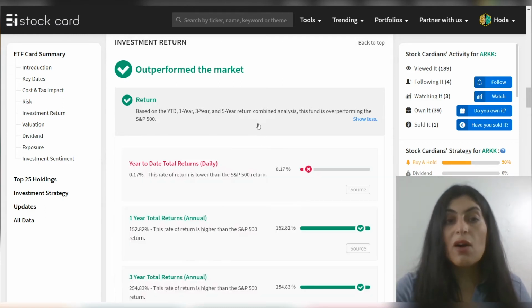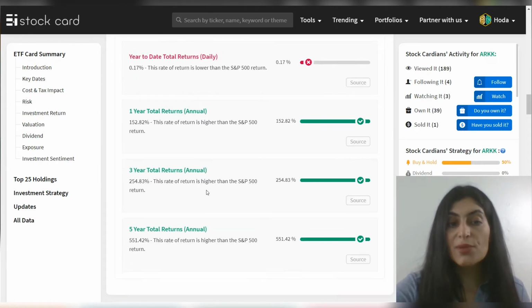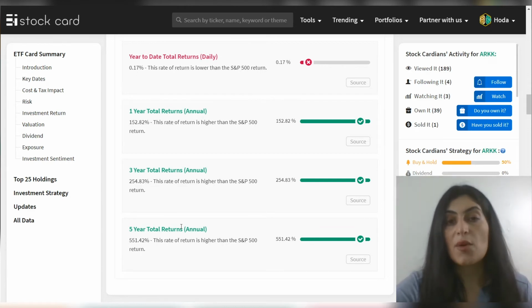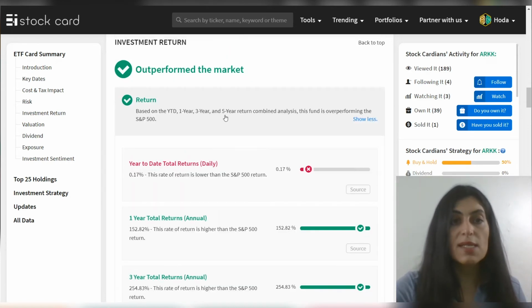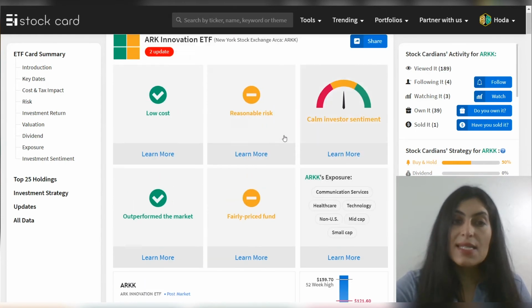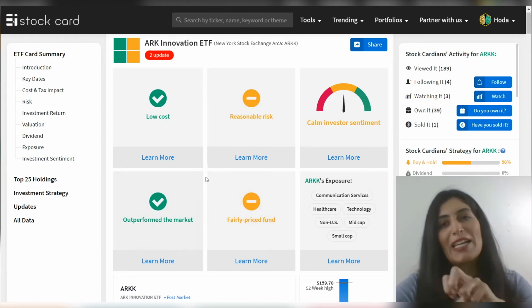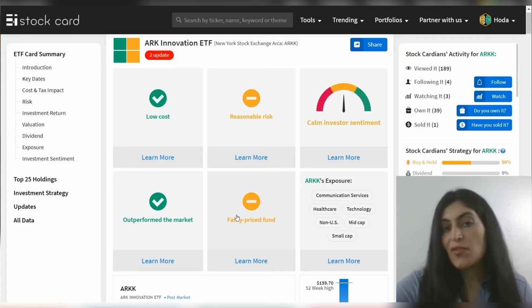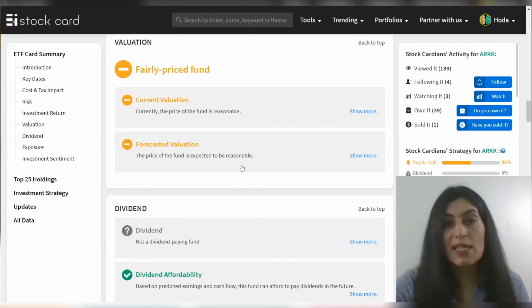And so for something like ARK, year-to-date return hasn't been impressive, but in the 1 year, 3 year, and 5 year history of the fund, it has always outperformed the market. So that's why it's outperforming the market from a historical point of view. And then the last thing on the famous 2x2 on the ETF cards is what you all love. Is it an undervalued or overvalued fund? And that's something you may not get anywhere else or in a lot of other platforms you use.